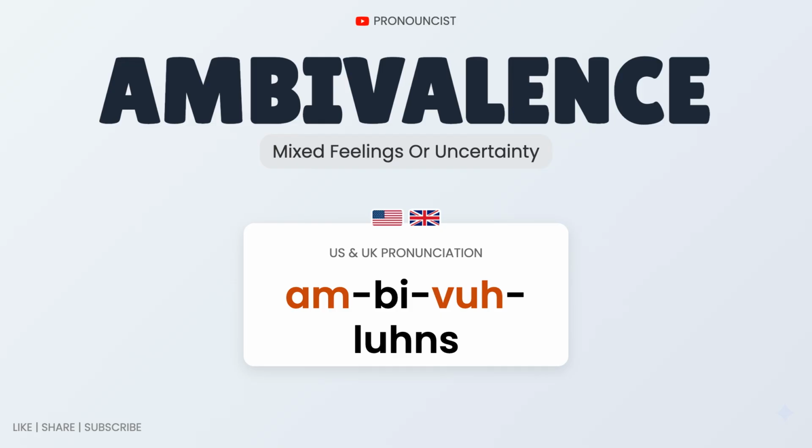Ambivalence. Practice repeatedly and you'll soon be able to say this word perfectly. The best way to practice is to repeat the syllable multiple times. The meaning of the word is mixed feelings or uncertainty. Try repeating this word several times to improve your pronunciation.